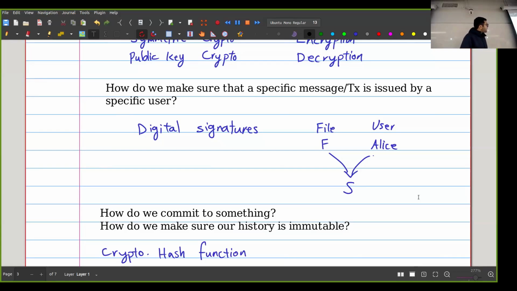And here we will have the concept of digital signatures, which are very different from real-world signatures. And we will see how you can sign a message so that anyone who sees the signature can verify that it was actually created by you and no one else.